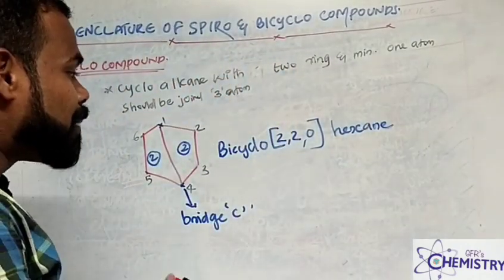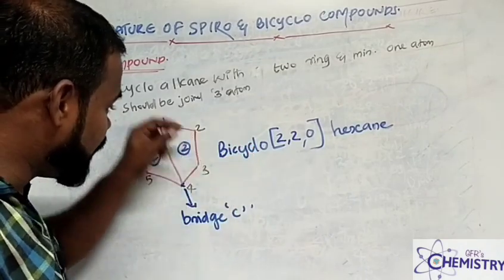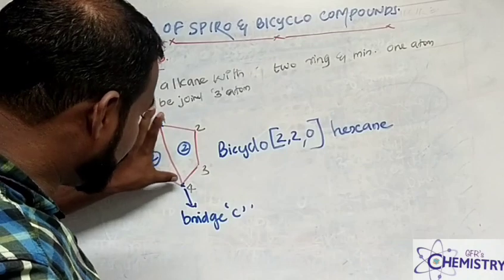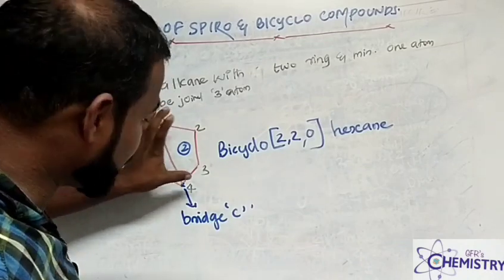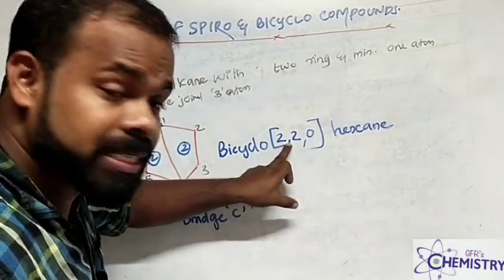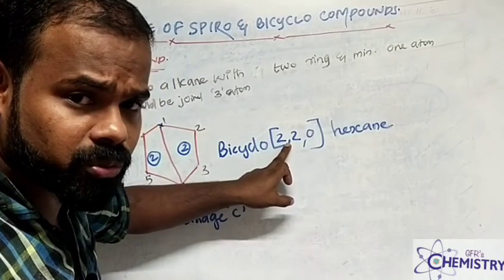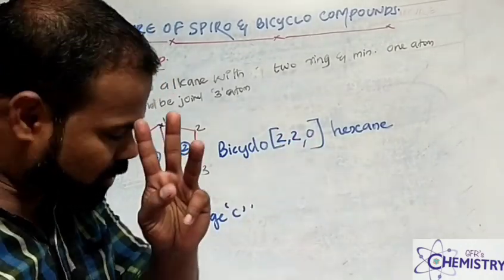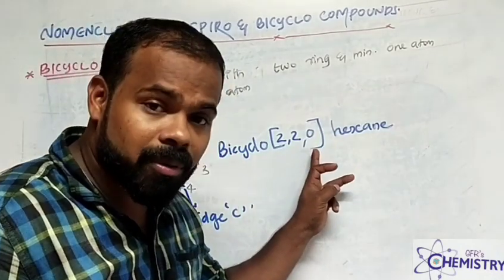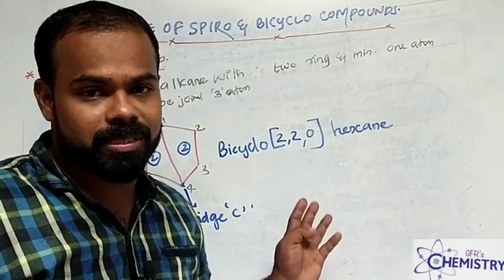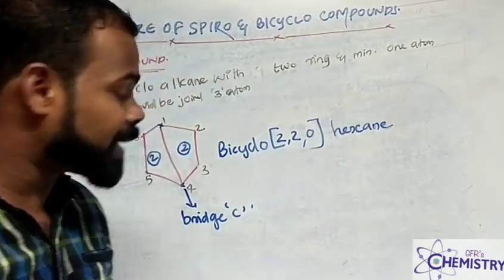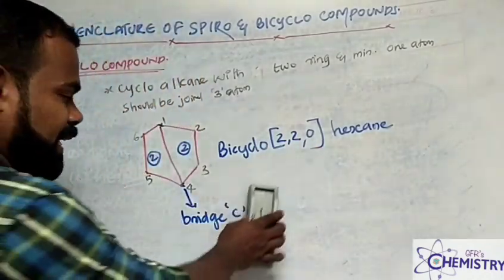Symbol Bicyclo. 2 means here 1 and 1, 2 carbons; we are unable to count the bridge carbons. Here 2 and here 2. Biggest first; both are 2, therefore 2, 2, then here there is none. Inside the square bracket there should be 3 numbers. It may be 0, that also should be noticed. Now the name is Bicyclo[2.2.0]hexane.